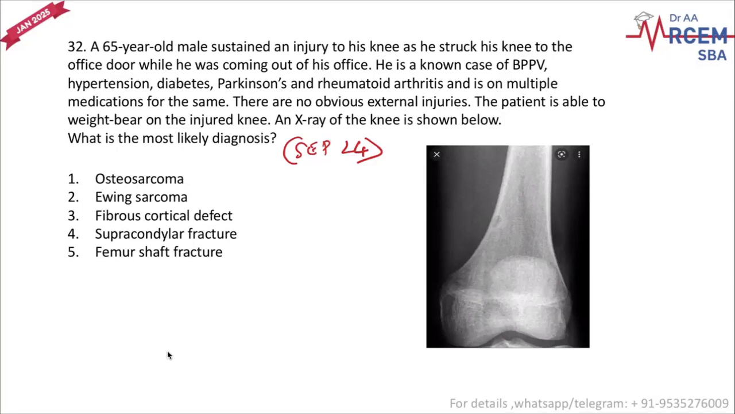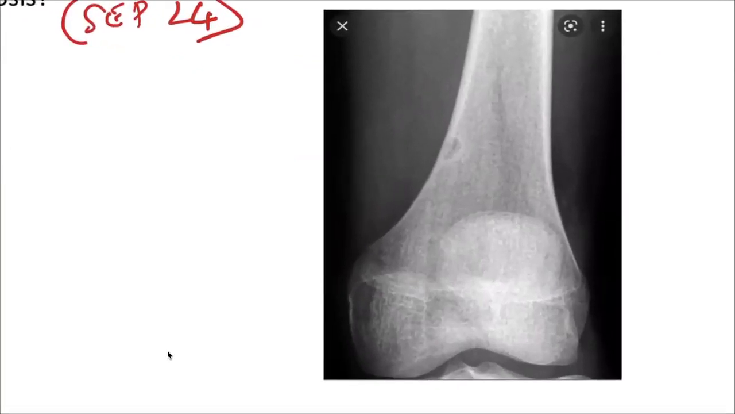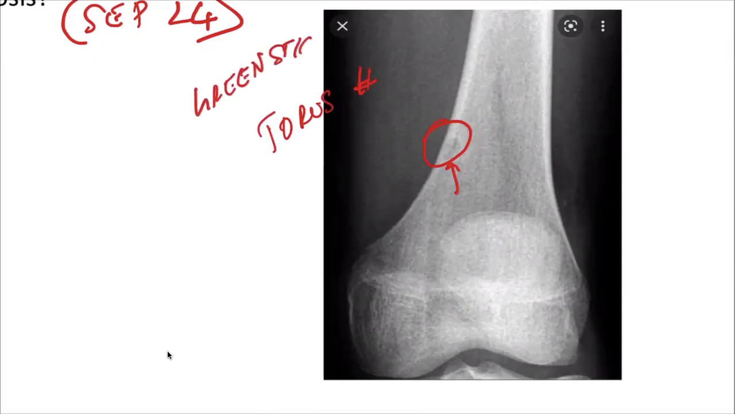The most likely diagnosis here is fibrous cortical defect. What is fibrous cortical defect? Whenever the bone is in the healing stage, it might be because of an old injury. Because the bone is in the healing stage, you get lesions like this, what you're seeing here. This is known as fibrous cortical defect. It occurs in a maturing skeleton, usually after a torus fracture, or in children, a greenstick fracture. If present, you're basically suspecting this fibrous cortical defect.